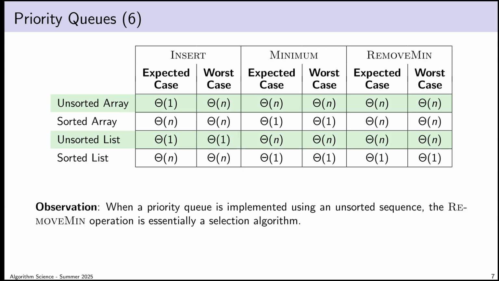Now, another observation I make here is if I look at the comparison between unsorted and sorted, I can find this weird duality that takes me back to insertion sort versus selection sort. If I use an unsorted sequence, well then adding something is very easy. But then removing the minimum involves basically selecting the minimum element, which is a form of selection algorithm, although the slides are being a bit bombastic here.